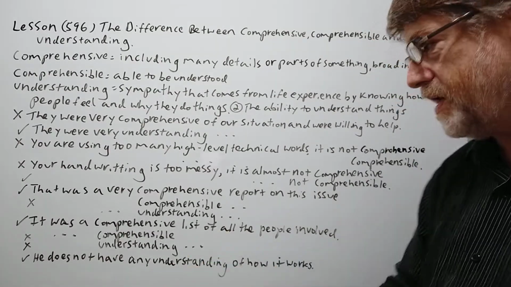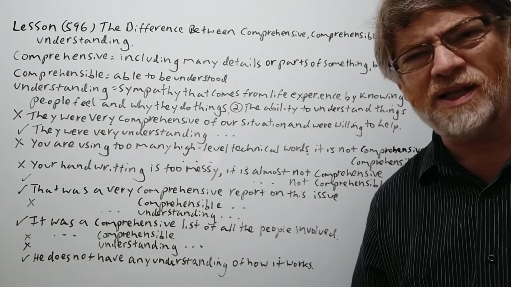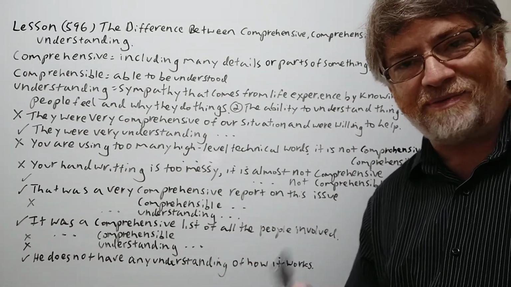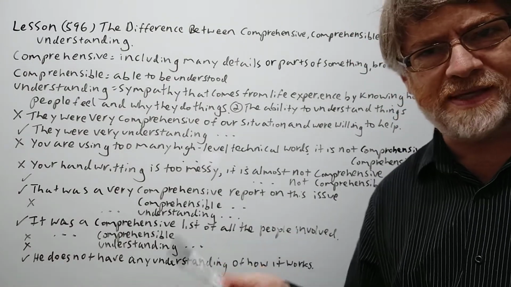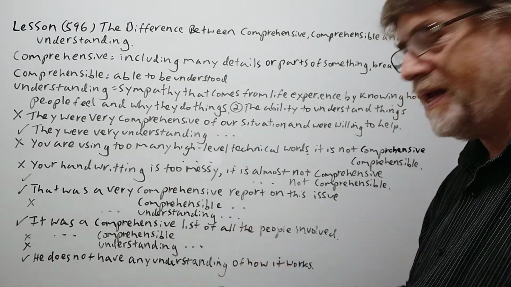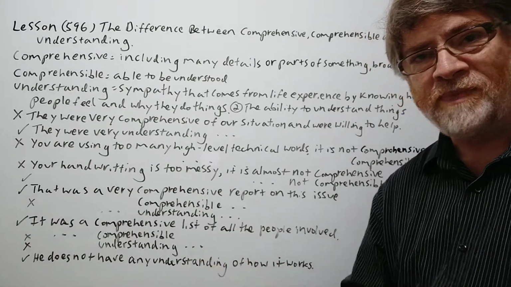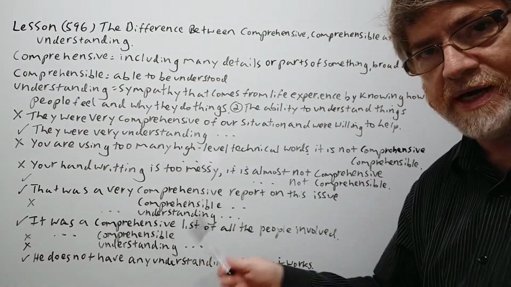It didn't forget anybody. All right, that was a very comprehensible list. Yeah, a little weird. I mean, could it mean that it was a list that you understood? A little bit, but you probably wouldn't say that. This is the one we want as comprehensive. That was a very understanding list. Again, for the same reason. The list does not feel sorry for anybody, doesn't have any sympathy for anybody here.